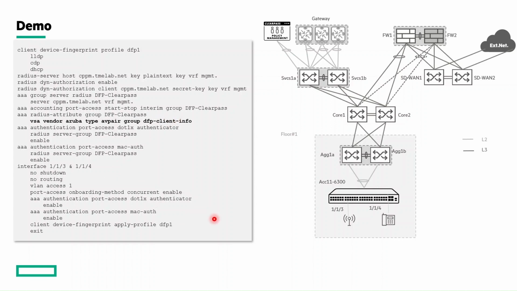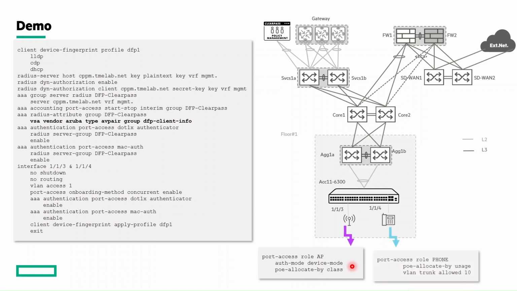So let's see what the role assignment is for these clients. First for the AP, I'll be assigning an AP role with auth mode as device mode and PoE allocate by class. Next for the phone, I'm applying a voice VLAN and then PoE allocate by usage. Let's jump into the demo.